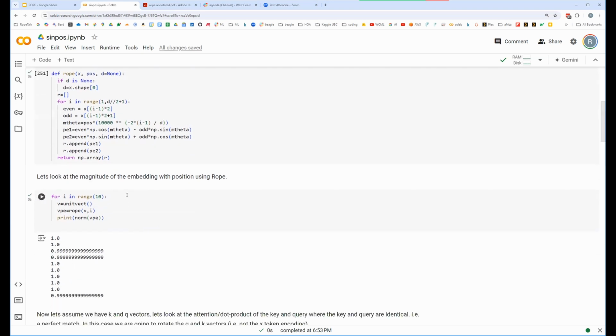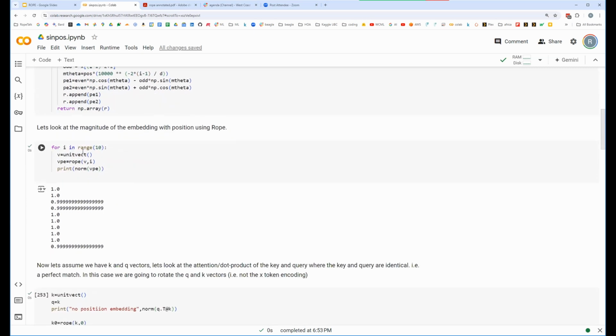Okay, so given that function, we're looking at the magnitude of a unit vector after a rotation. RoPE applies the rotation to this vector v of this many positions. I rotated it through the first 10 positions and plotted out the norm. As expected, it doesn't change the norm of the vector when it does the rotation, right?